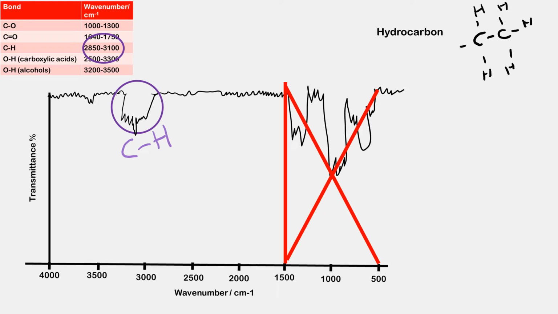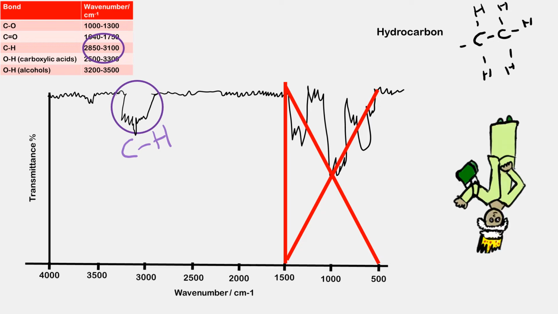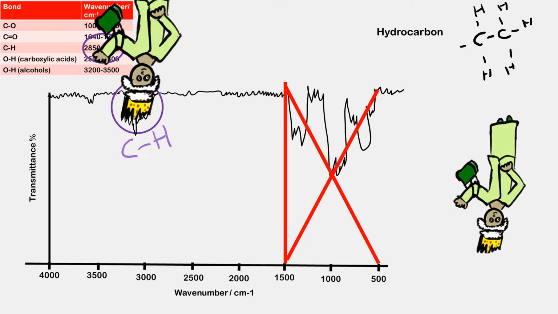The peaks can get a little bit convoluted, so I like to cheat a bit and think, what does this peak look like? And the CH peak tends to look like the Queen has fallen over, which is to say, an upside down crown.